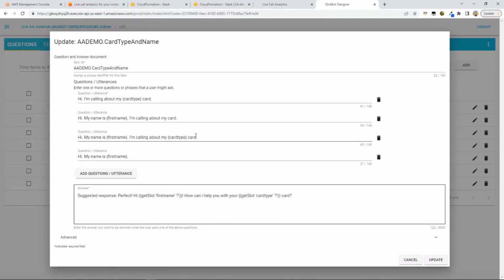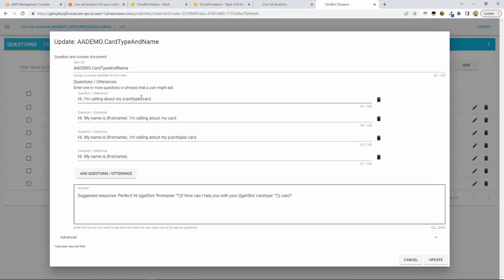So you don't have to provide an exhaustive list of possible utterances. You just provide a few examples. Here you'll see that I did not hard code rewards card. In fact, I've got this little syntax here with the curly braces. This is called a slot in Lex vernacular.